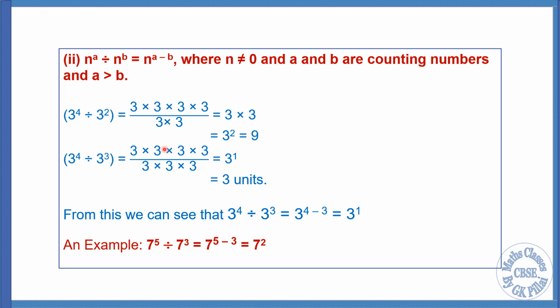Another explanation: 3 raised to the power of 4 divided by 3 raised to the power of 3. You can write 3 four times in the numerator and 3 three times in the denominator; three of them cancel out, only one 3 will be left, that will be 3 raised to the power of 1. So your answer is 3. From this you can understand one thing, 3 raised to the power of 4 divided by 3 raised to the power of 3 will be 3 raised to the power of 4 minus 3, which is 3 raised to the power of 1 or just 3. Here there is another example. It will also give you the same kind of result.